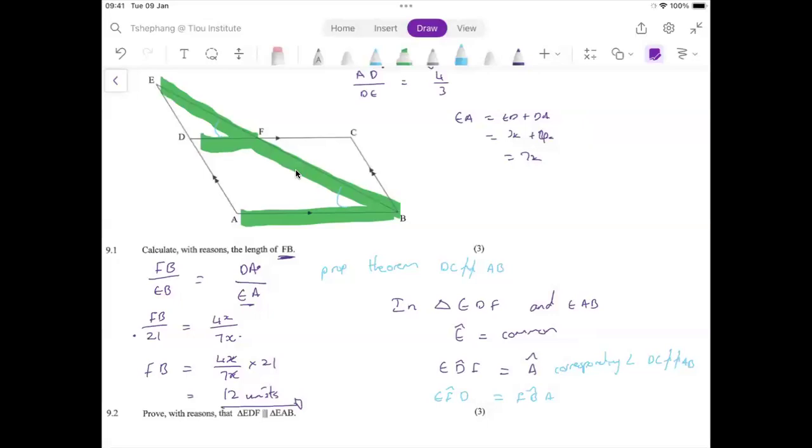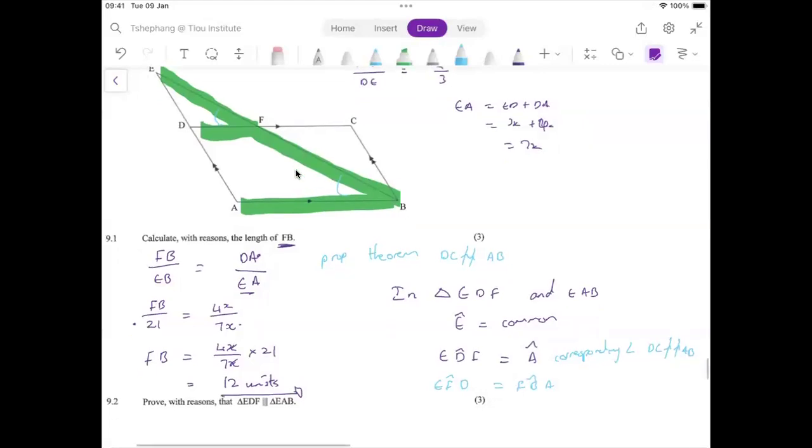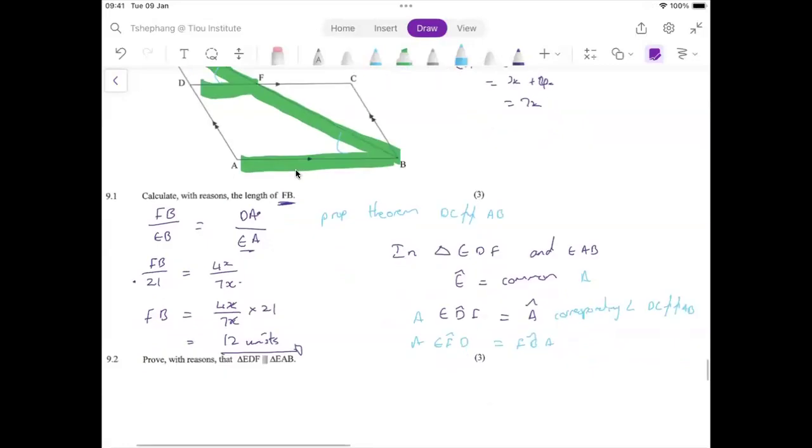Hope we're together there. Right. The reason is corresponding angles. Then as you can see, we have what? Angle, we have angle, we have angle. So we are going to conclude and say what? Triangle EDF is similar to triangle EAB. Why? Angle, angle, angle.